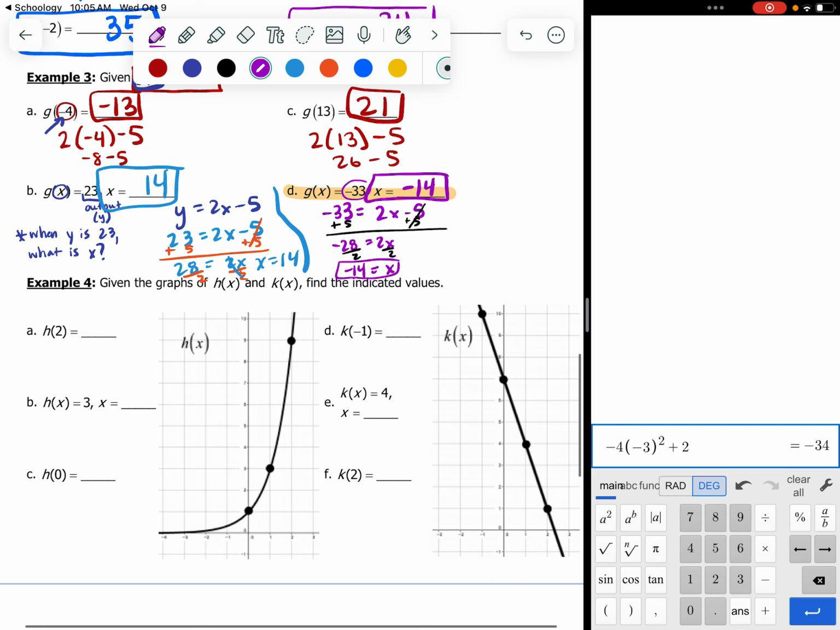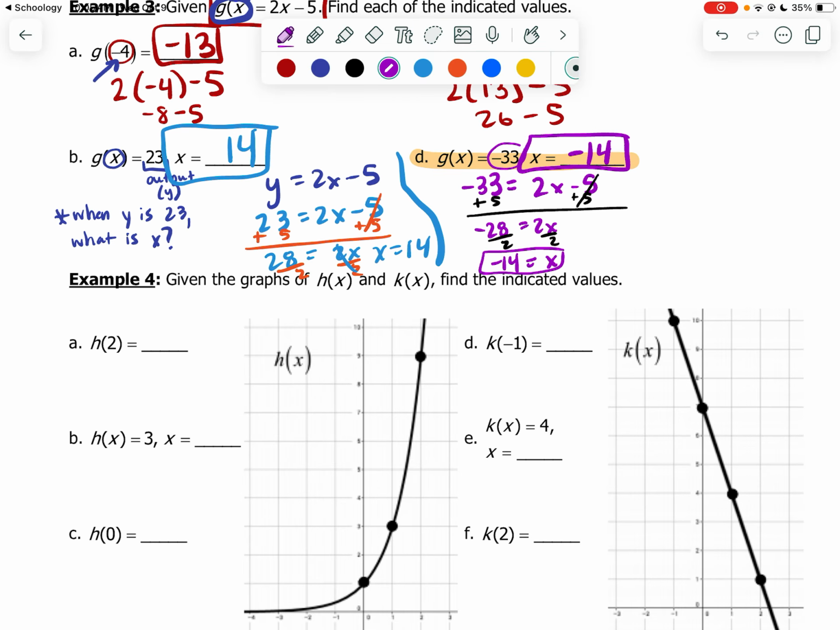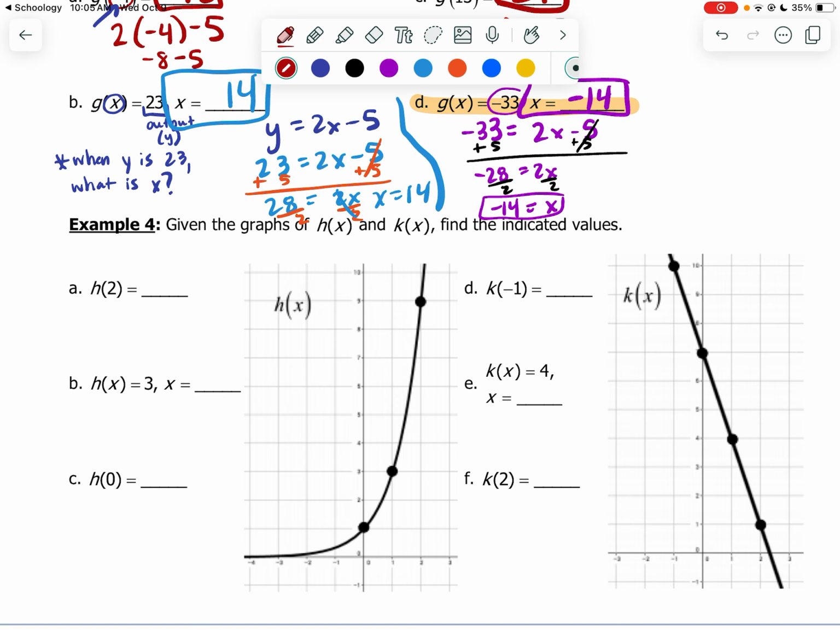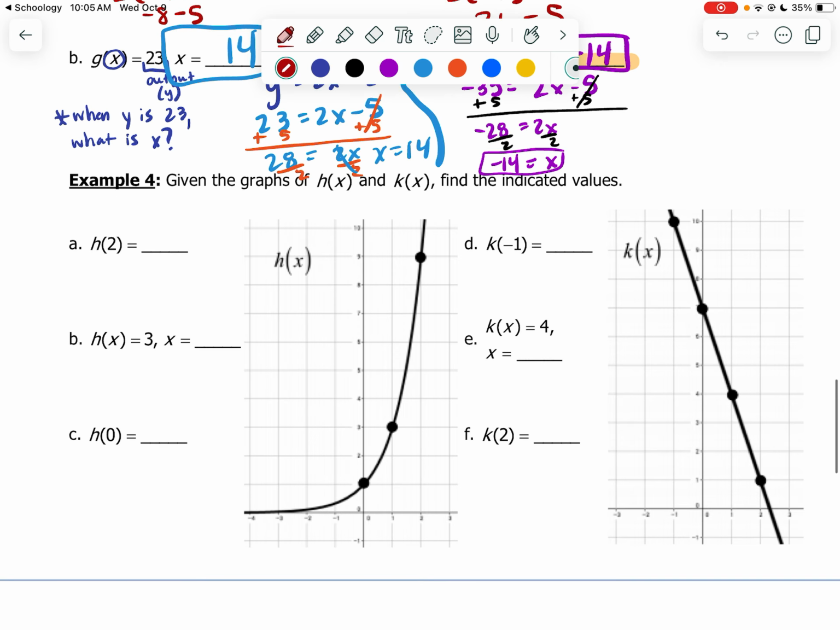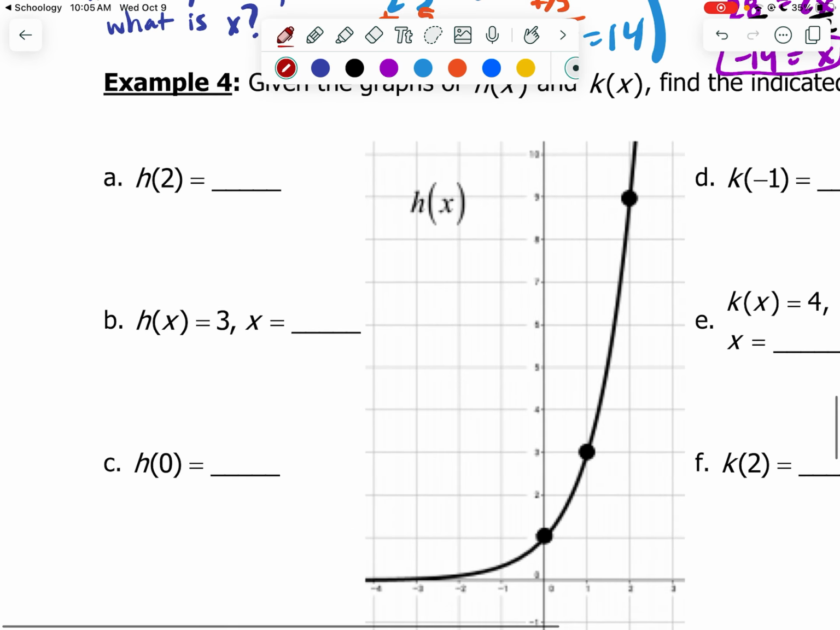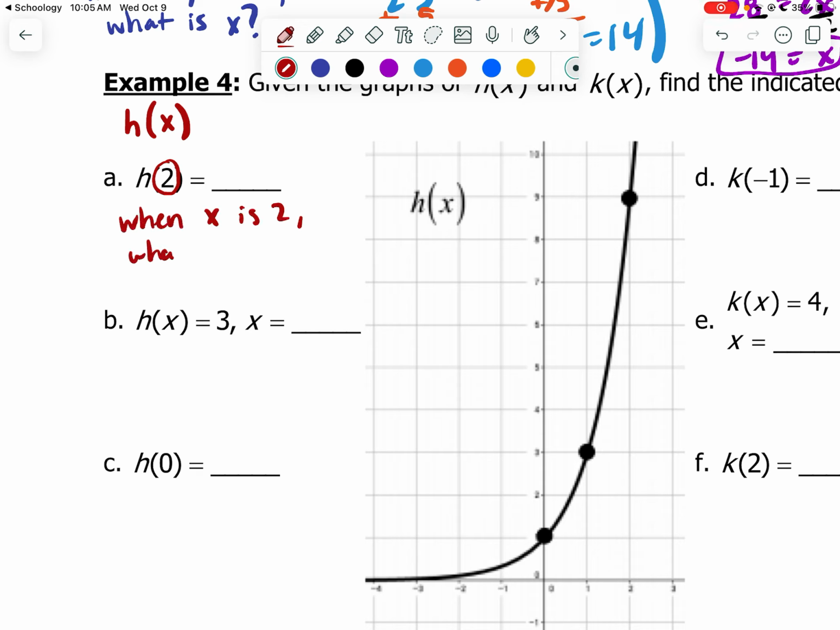All right, last type of evaluating we're going to do is based off of a graph. So after example 4, we're done. So this first one is based off of this graph H. Okay, so you have this picture with some points. So remember, anytime you have this letter, it's like x is inside. Okay, so this first one, this is asking when x is 2, what is y?